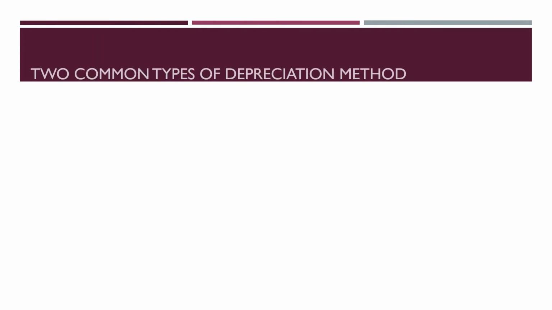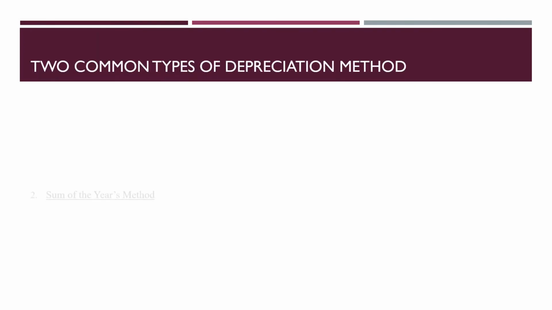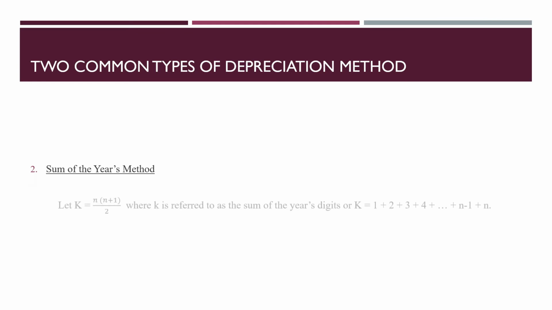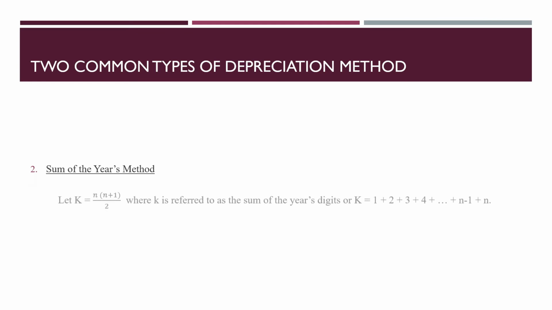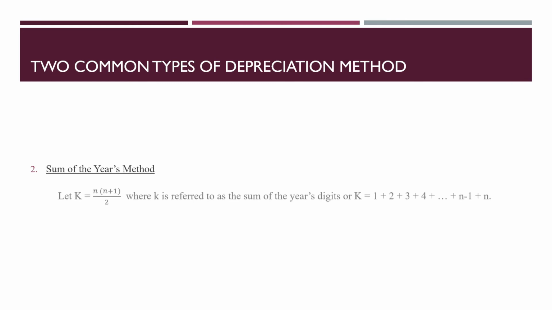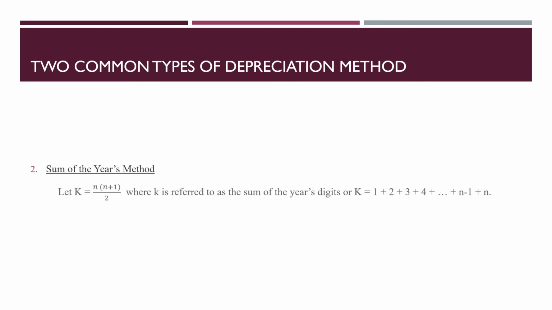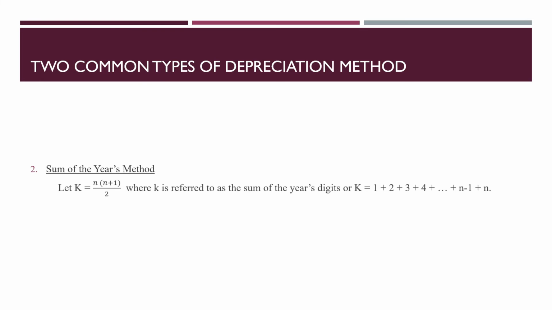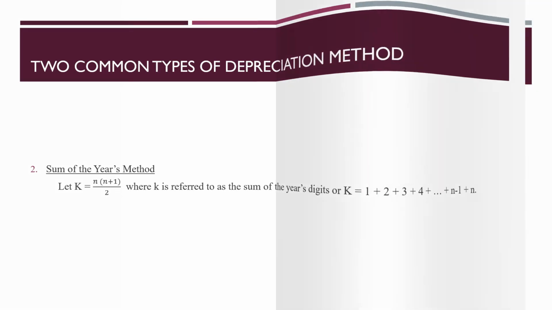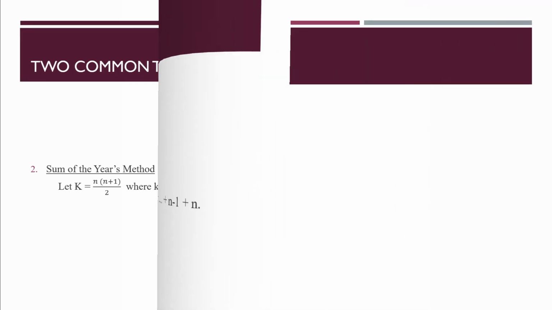Now because of that, let us proceed to the second type of method, the sum of the years method. So we'll let K is equal to n times the quantity n plus 1 all over 2, where K is referred to as the sum of the year's digits, or K is equal to 1 plus 2 plus 3 plus 4 plus up to n minus 1 plus n.